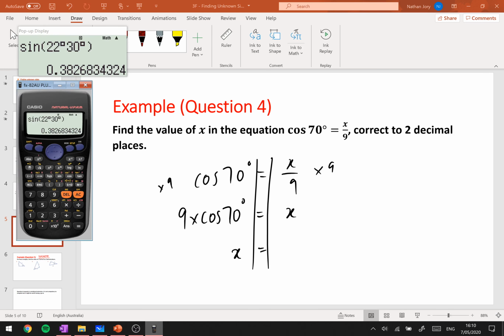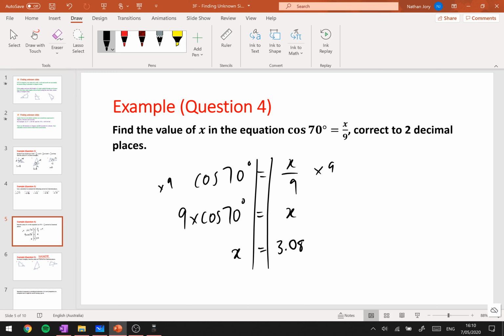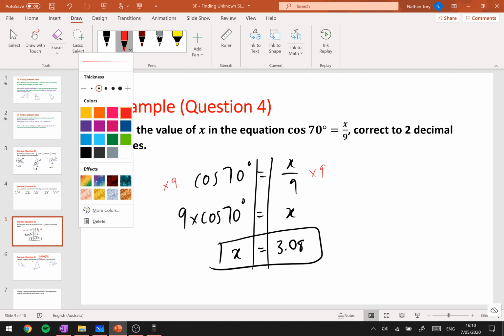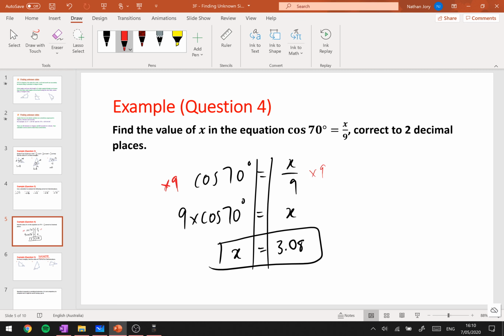So we're going to put that into our calculator to get an answer. So 9 times cos of 70, and that's equal to 3.08 to 2 decimal places. So all we did was remove that 9 by multiplying by 9, and in fact I can use a different colored pen, so times by 9, and times by 9. Times by 9, times by 9, and that gives us our answer there, 9 times cos 70. That's all we have to do, just to rearrange that one.